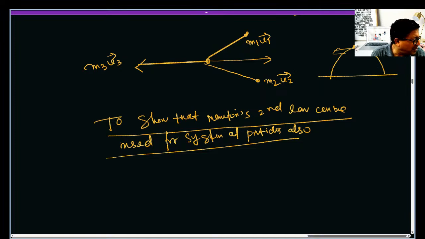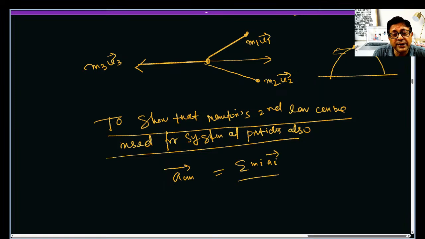I am giving you one piece of information here. Velocity of center of mass you got, acceleration of center of mass you got. What is that? ACM equal to, I am writing in short, sigma mi ai by sigma mi. Here i equal to 1 to n. This is also i equal to 1 to n.